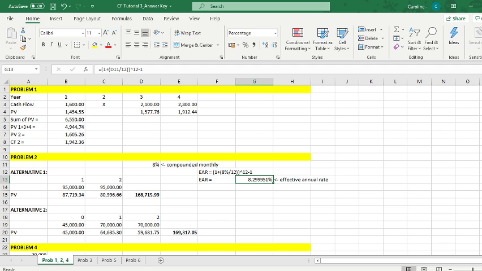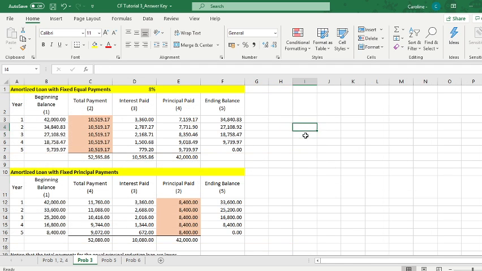Okay, so, amortized loan with fixed equal payments. Fixed equal payments means that every year you're going to pay the same amount of money. While amortized loan with fixed principal payment means that the only constant thing is the principal of the loan that you are going to pay. So there is a difference between the fixed equal payments and the fixed principal payment.